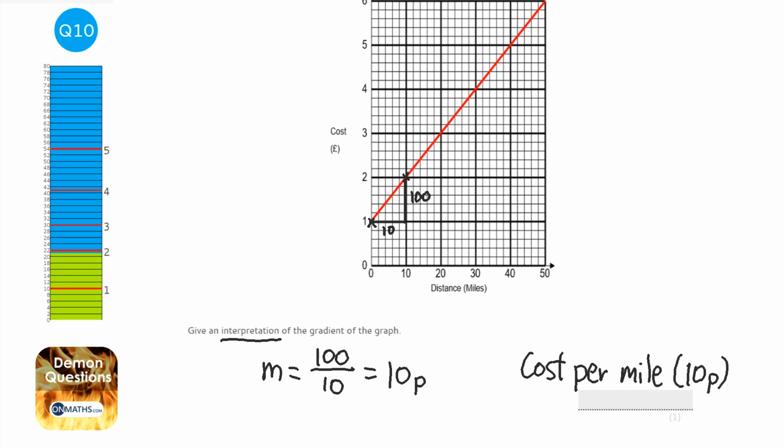Now, it could be that just writing the cost per mile for this question would give you the mark. But if you actually wrote the gradient as well, then you definitely get the mark. And sometimes it will ask you for the gradient and then ask you to interpret it.